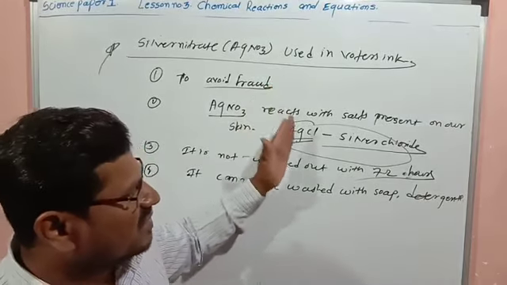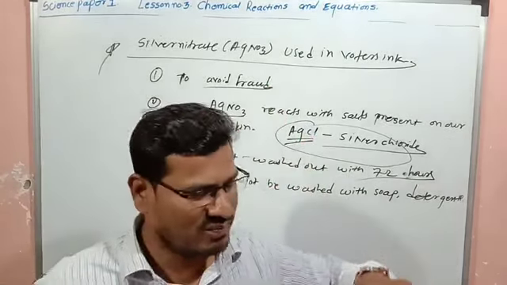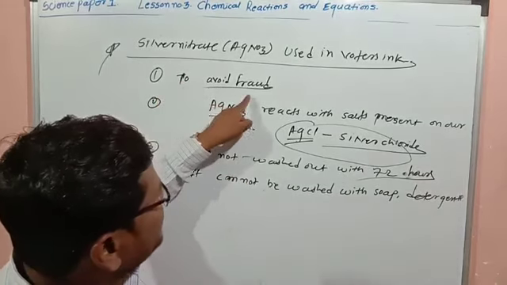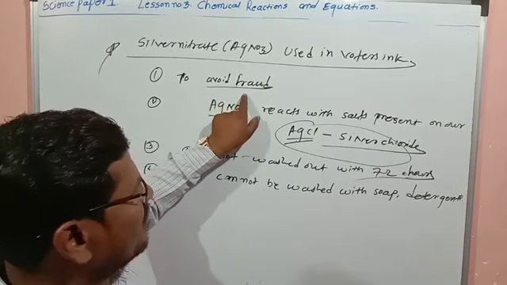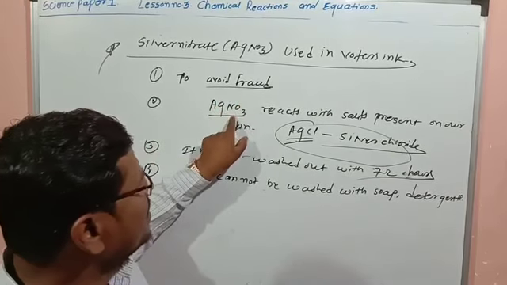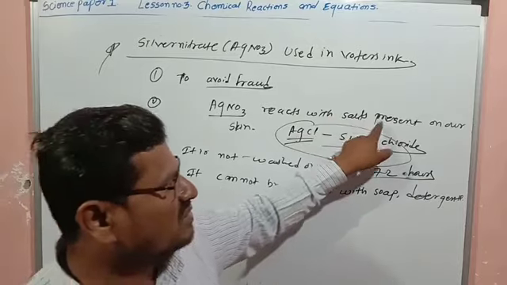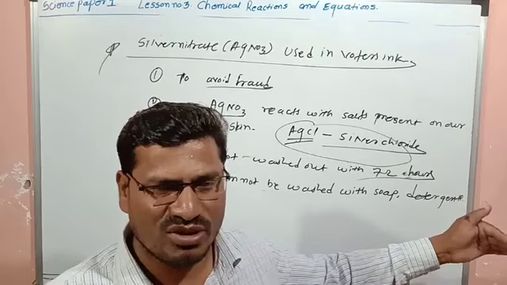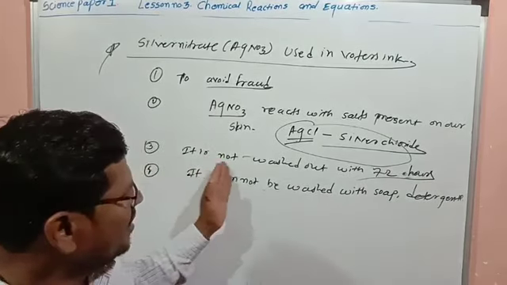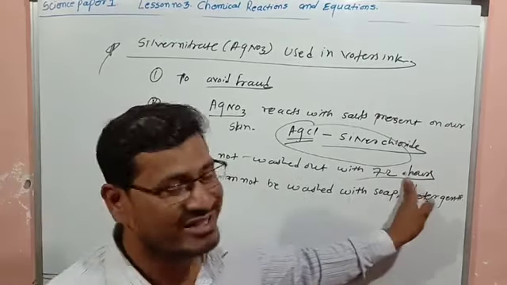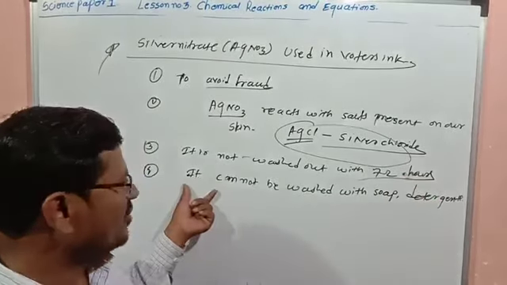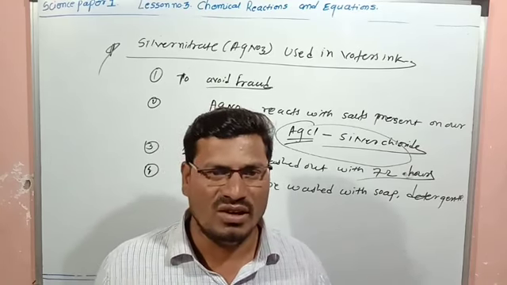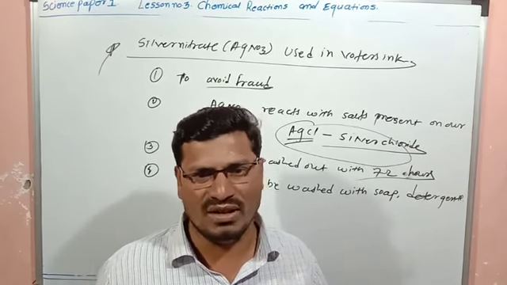So it helps to color our finger. So why is it used in the voter ink? To avoid fraud in the voters' election. Again, AgNO3 reacts with the salts present on our skin and forms silver chloride, which gives color to the skin. It is not washed out within 72 hours, it cannot be washed with soap or detergent, and it will be removed slowly along with the removal of the dead skin layer.